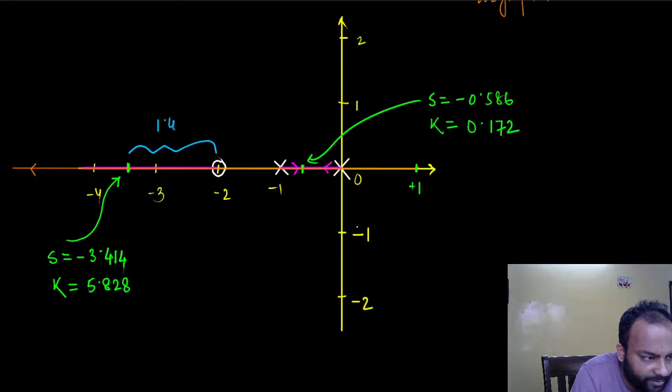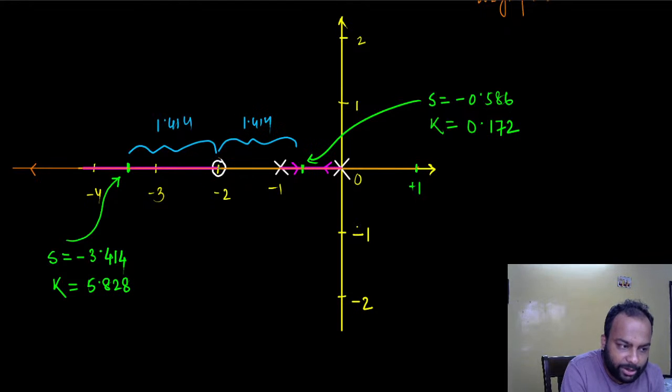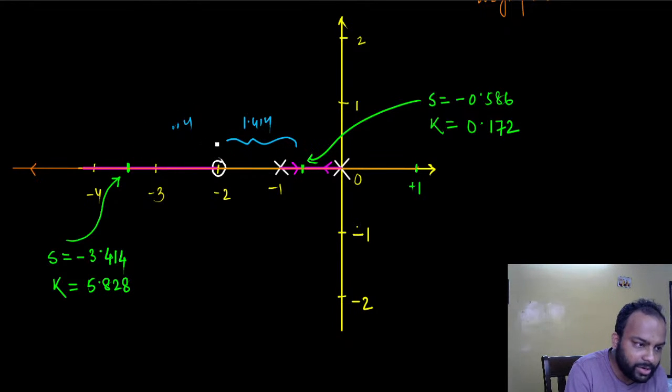So this length is 1.414. And what about this length from the break-in point? This point is at -0.586. But from -2, how far away is this point? 1.414. So if I draw the circle that I just designated around this center with this radius of 1.414 units, it will pass through the breakaway and break-in points, and this is exactly what is going to happen.